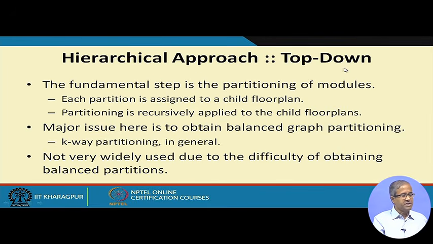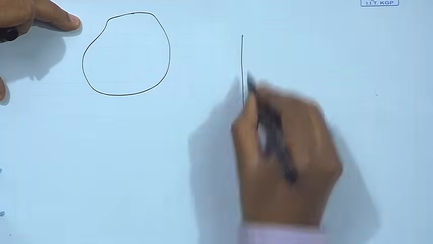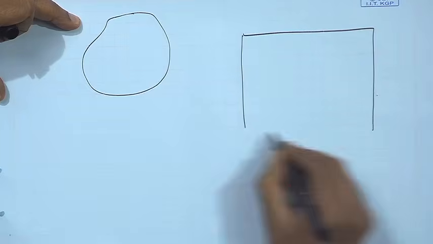Now, top down is the other alternative. Here, you start from the partitioning process. You start from the whole netlist. So, the idea is this. You have the entire netlist that corresponds to your complete floor plan.